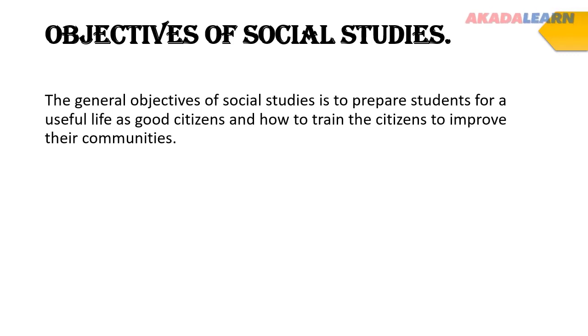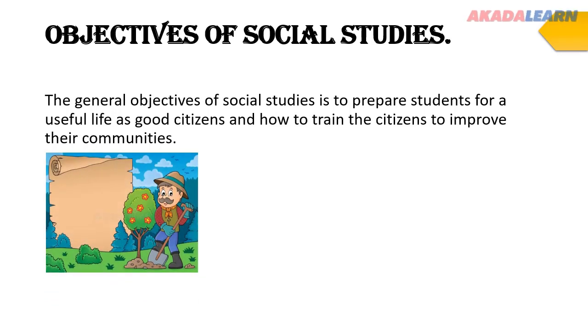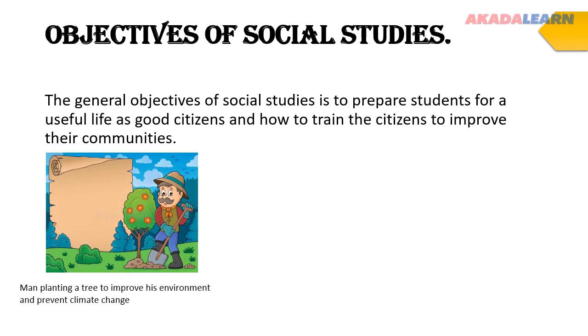The general objective of social studies is to prepare students for a useful life as good citizens and to train the citizens to improve their communities. As you can see on your screen, there's a man planting a tree to improve his environment and also to prevent climate change. The man plants a tree which later gives him food and also beautifies his environment.